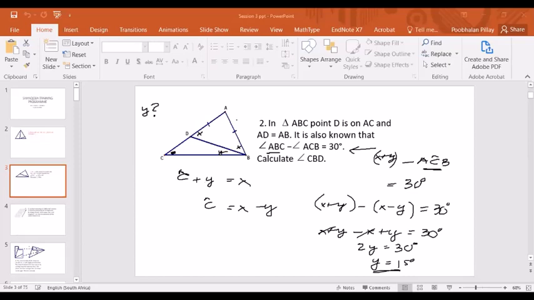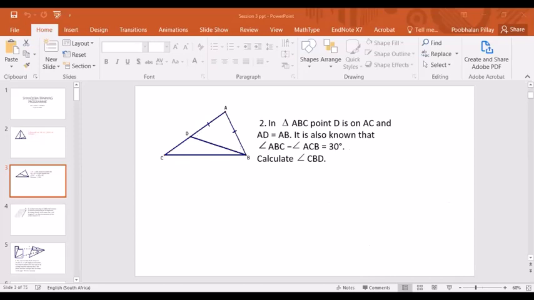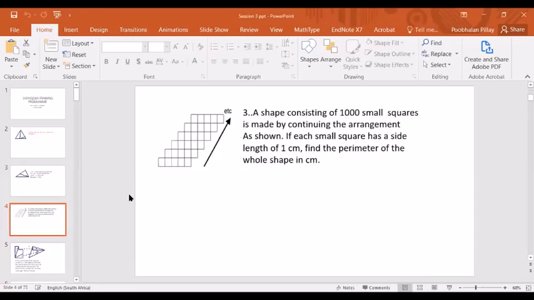Okay, so this is problem number 2. Let's go on to problem number 3. First, let me just clear all these drawings, and we go to problem 3.